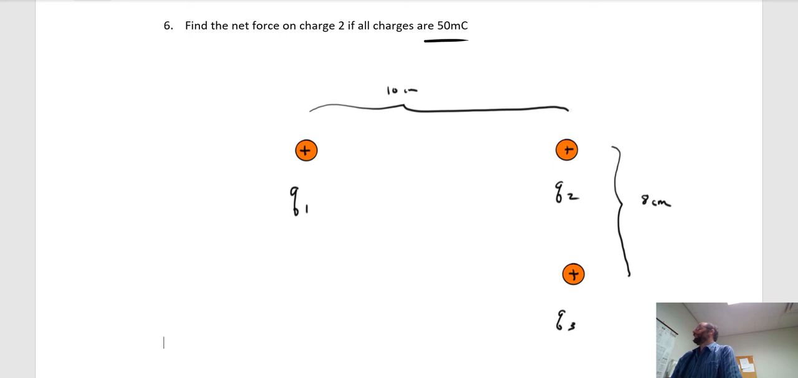Once you have those force vectors drawn, you can draw the resultant, but it's a two-dimensional picture. And I'll just give you a clue. You should end up using the Pythagorean theorem and the tangent function to get a magnitude and a direction. That should get you through that problem.